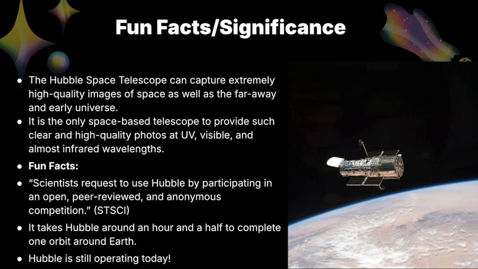And then some fun facts. When scientists want to use Hubble, they participate by doing an open, peer-reviewed, and anonymous competition, so that it's equal and a fun way to see if your request can be accepted. And it takes Hubble around an hour and a half to complete one orbit around Earth. And another fun fact is that Hubble is still operating today, which is pretty amazing.